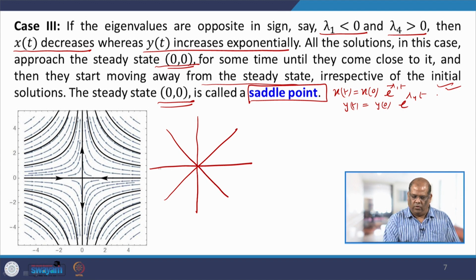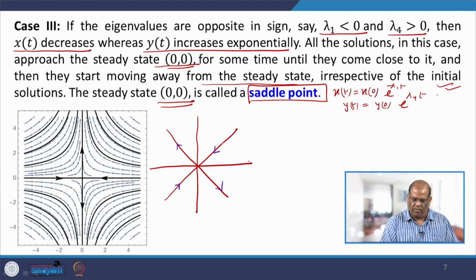So, first you draw this axis and then you draw these two lines. In one line you take the arrow inside and in the other you take the arrow outside. Inside means that in that particular case the solution is moving in because of the negativity of one of the eigenvalues, and moving out is because of the positivity of the other eigenvalue.